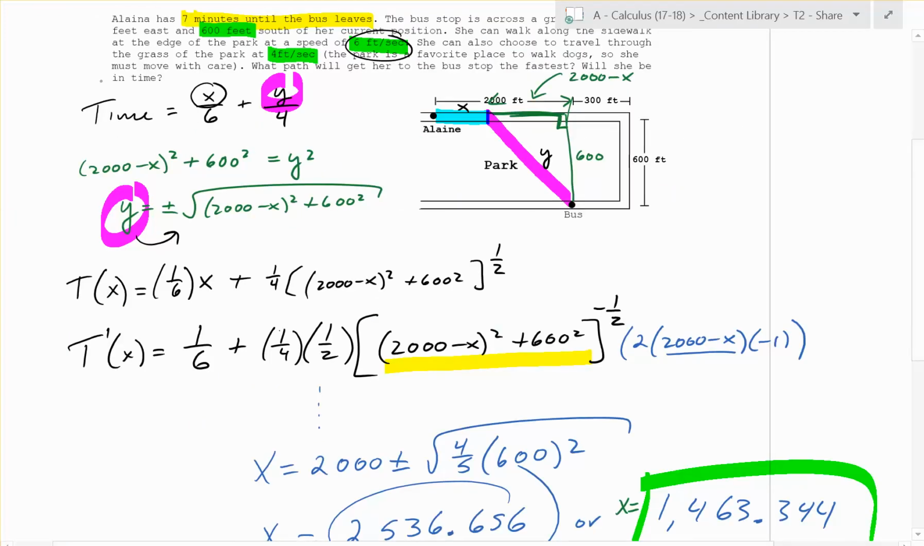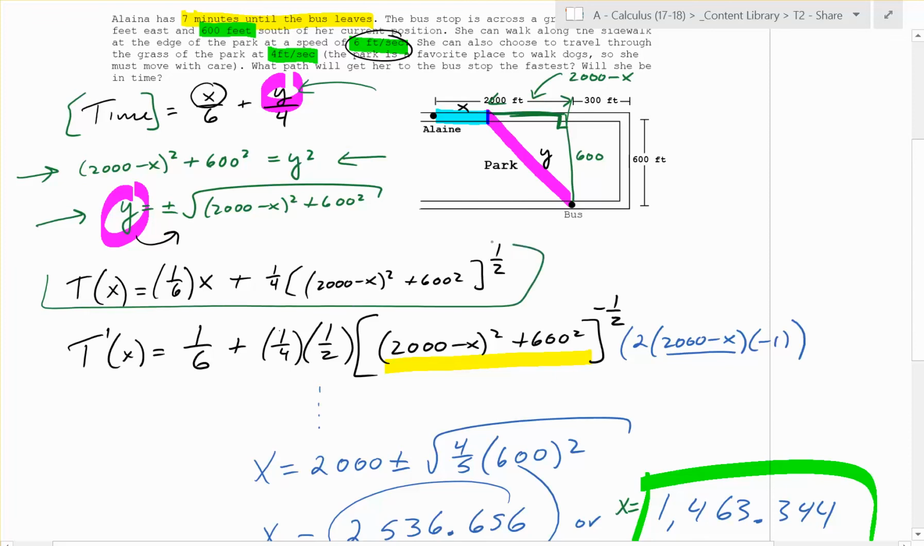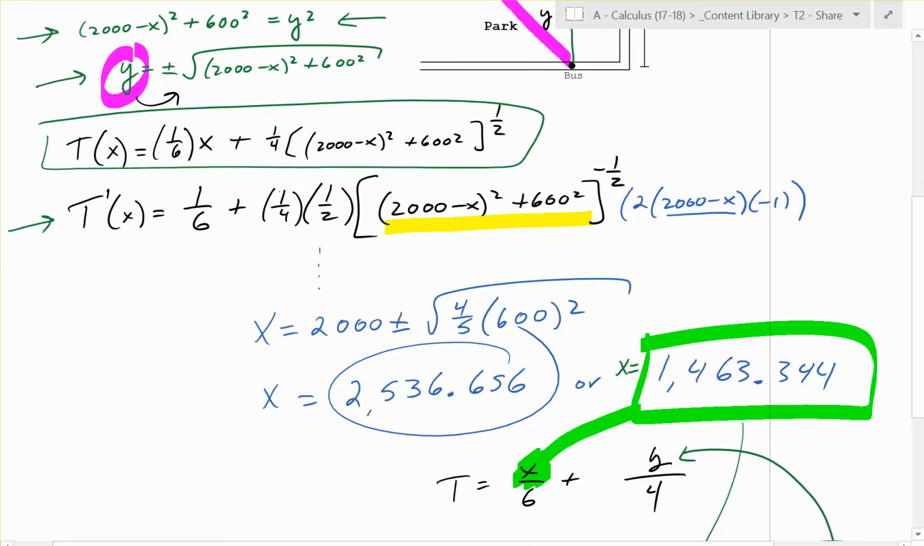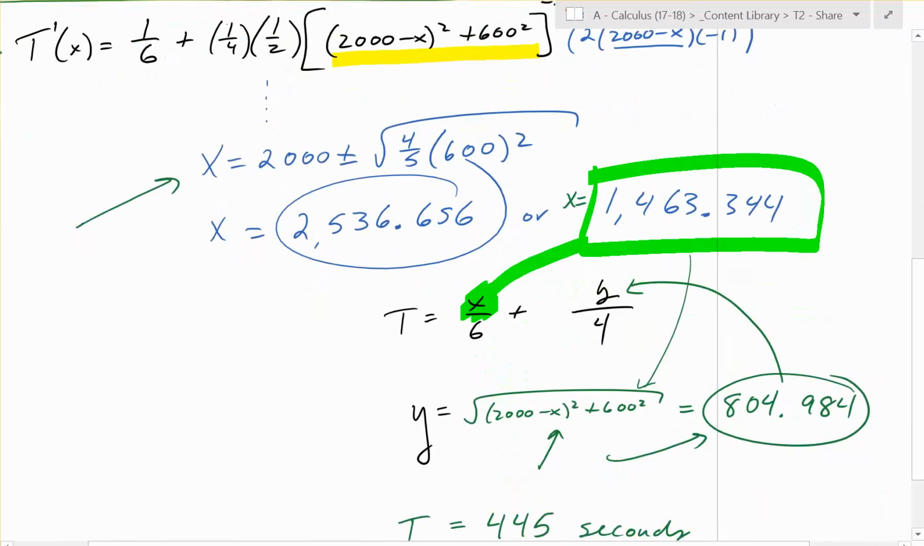To recap, we wrote an equation for what we were trying to minimize. We needed it in one variable, so we needed the second relationship, which we solved for y and plugged in here. We then had an equation in one variable, which we took the derivative of to get this big derivative. If you simplify it and set it equal to 0, you get x equals 2,000 plus or minus the square root of 4/5 times 600 squared, and you get two answers.